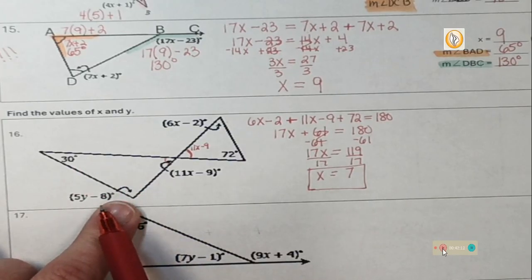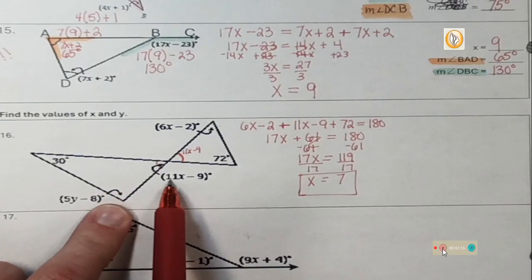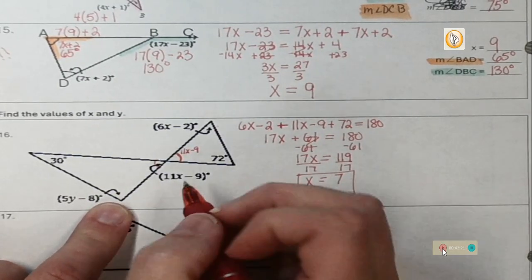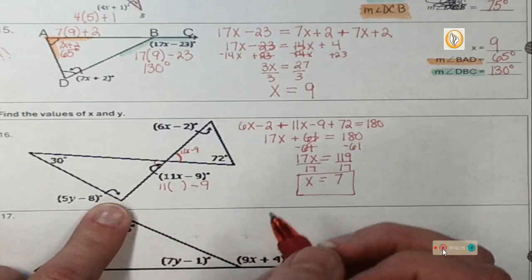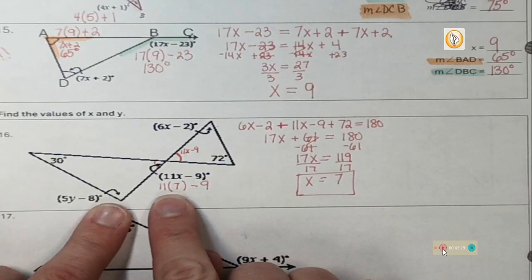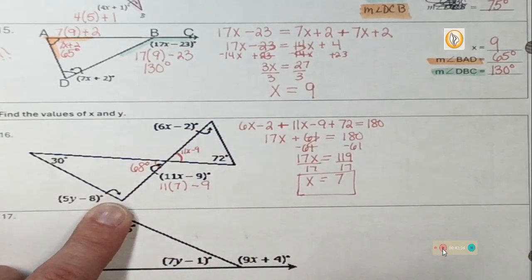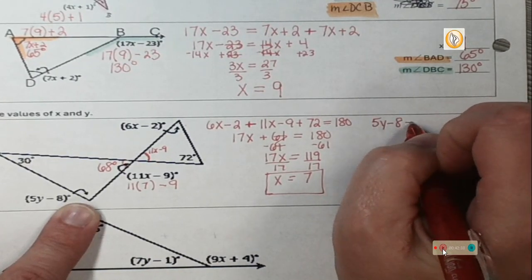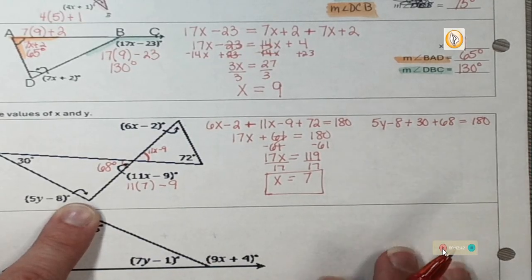30 plus 5y minus 8 plus 11x minus 9 equals 180. And you're thinking, whoa, whoa, whoa, lady. You told me I couldn't do that. You can't have an x. But now you know what x is. What is x? 7. Now if you do 11 times 7 minus 9, you know that this angle is 68 degrees. So 5y minus 8 plus 30 plus 68 equals 180.